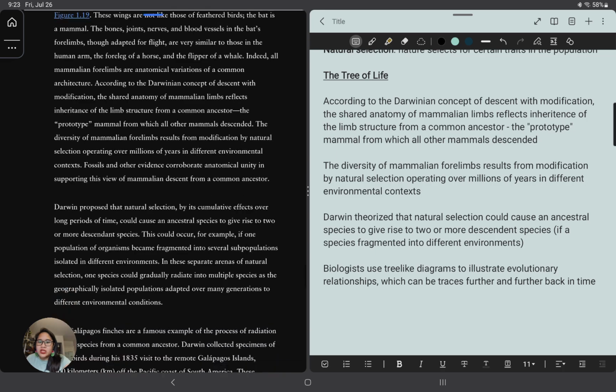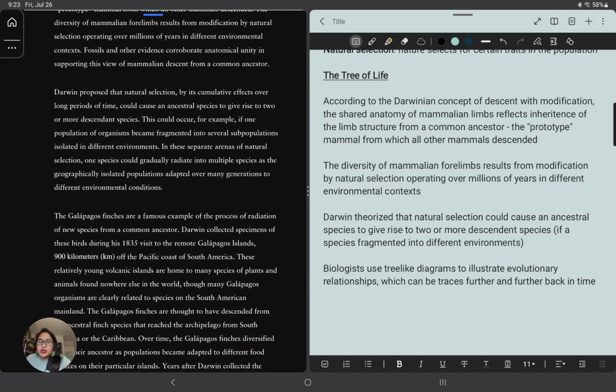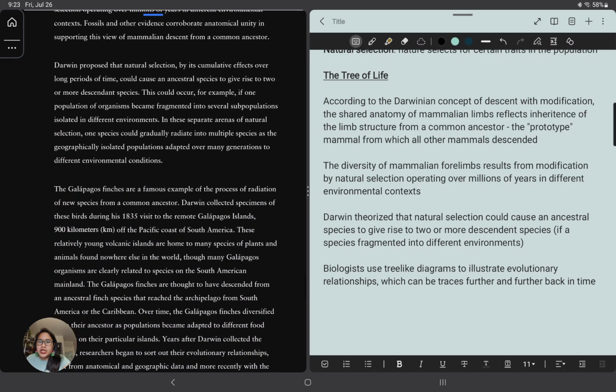Fossils and other evidence corroborate anatomical unity in supporting this view of mammalian descent from a common ancestor. Darwin proposed that natural selection, by its cumulative effects over long periods of time, could cause an ancestral species to give rise to two or more descendant species.